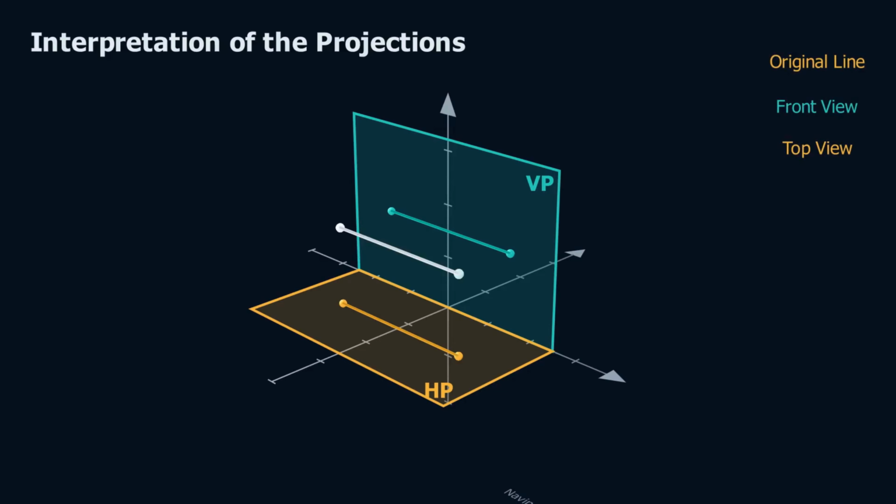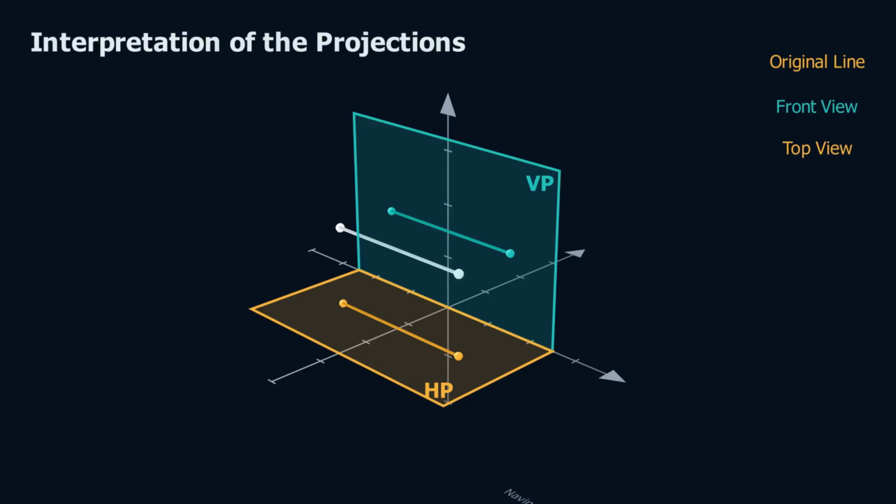In the previous scene, we constructed the front view and the top view of the straight line. Let us now examine these projections and compare them with the original line. We now have three lines before us: the original line in space, its front view on the vertical plane, and its top view on the horizontal plane.